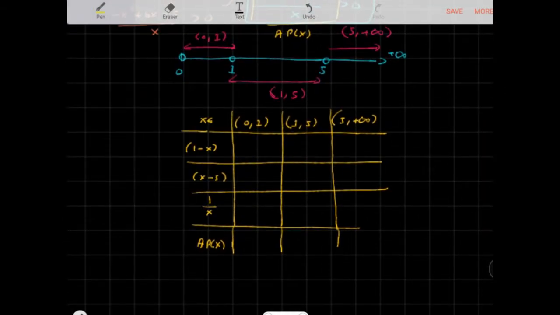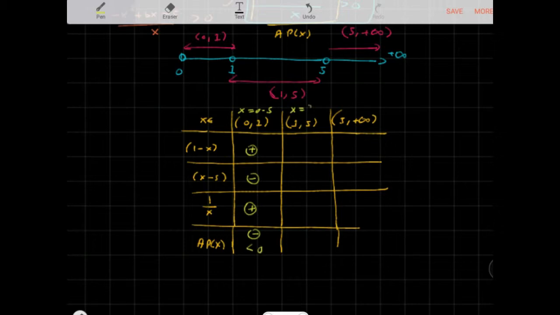So let's test some values. For x between 0 and 1, let's say x is 0.5, which, because x is in 1,000 units, is basically 500 units. If we plug in 0.5 here, 1 minus 0.5 is positive, 0.5 minus 5 is negative, and 1 over 0.5 is positive. Positive times negative times positive is negative. This is going to be less than 0, so this is where the average profit is less than 0.